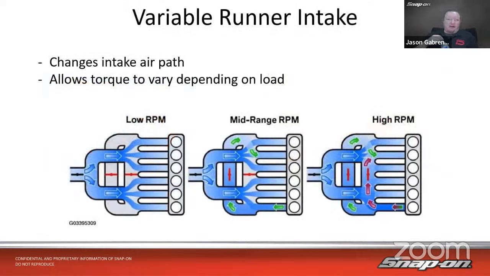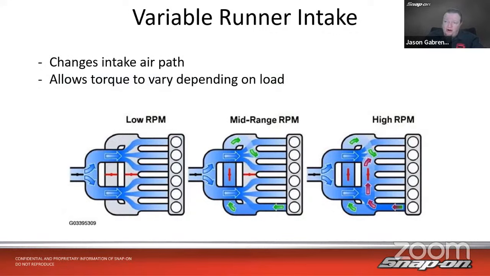Next one's variable runner intake. There's a couple of manufacturers that use these a few different ways. It's different actuators and such. So in this case, we're looking at BMW, one of BMW's systems. They call it DISA. So what it does is it changes the intake air path and allows the torque to vary depending on the load.